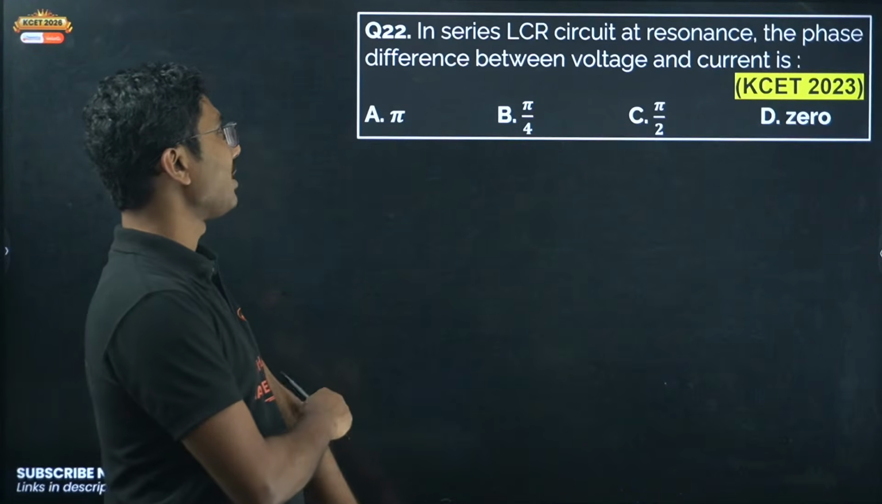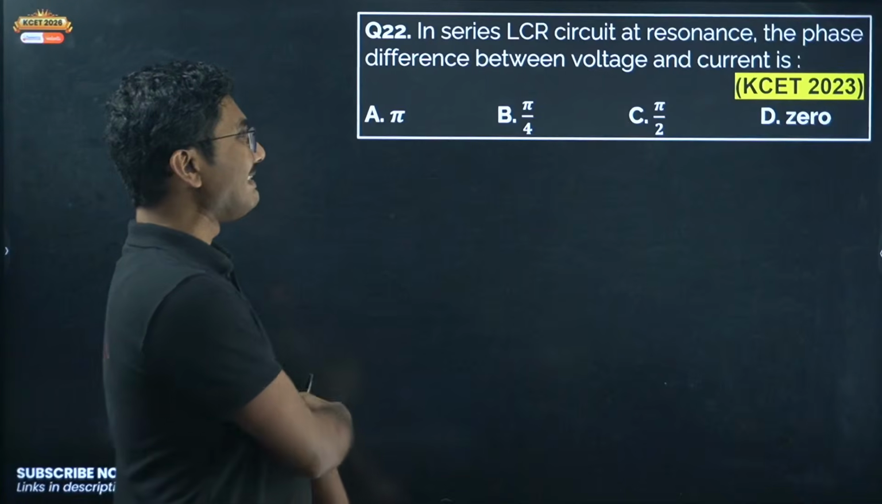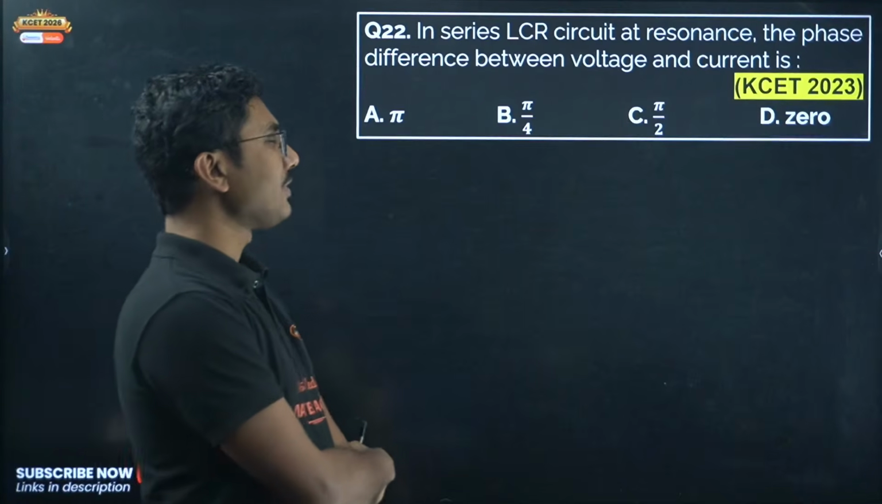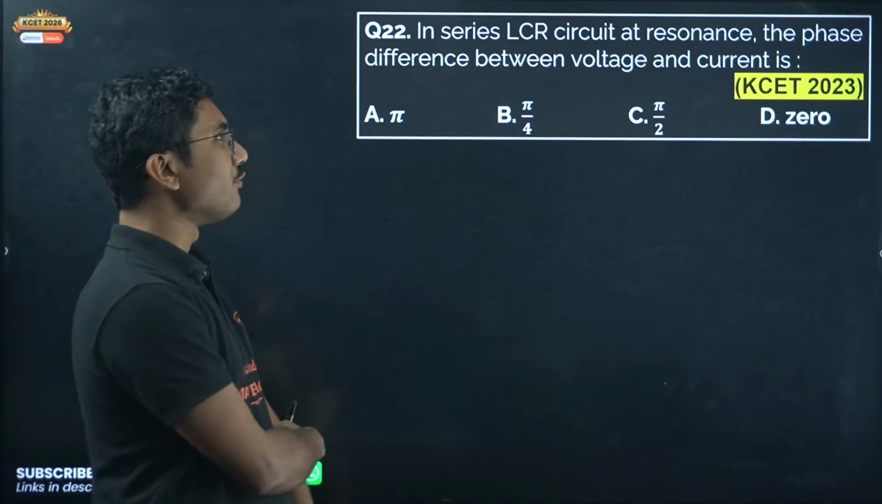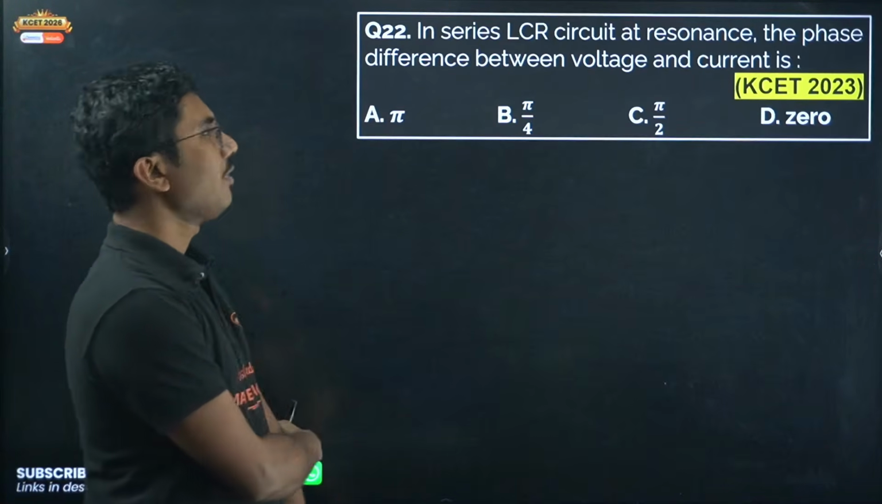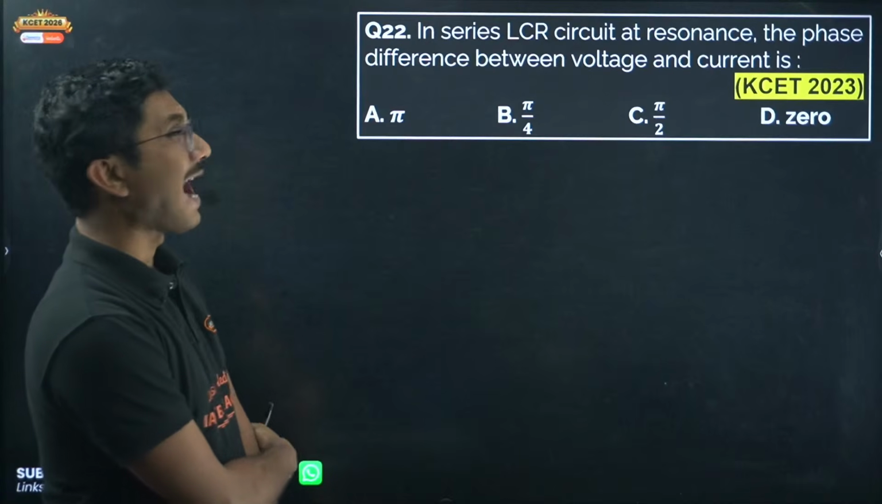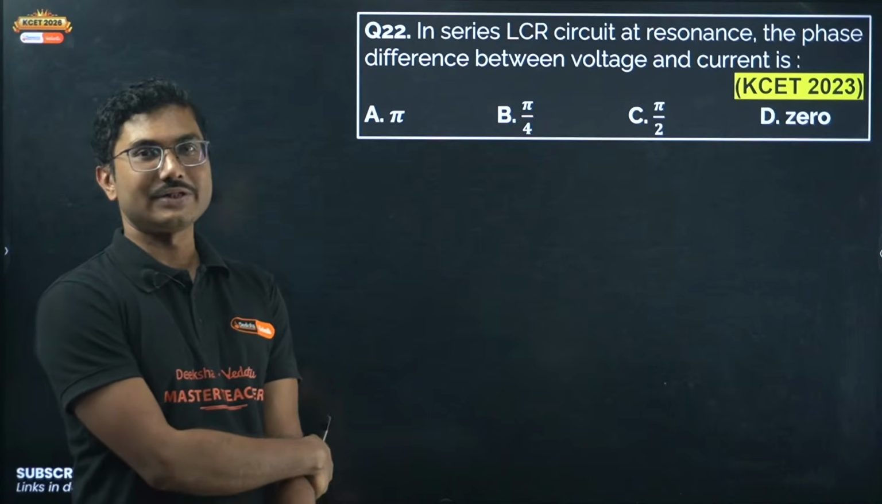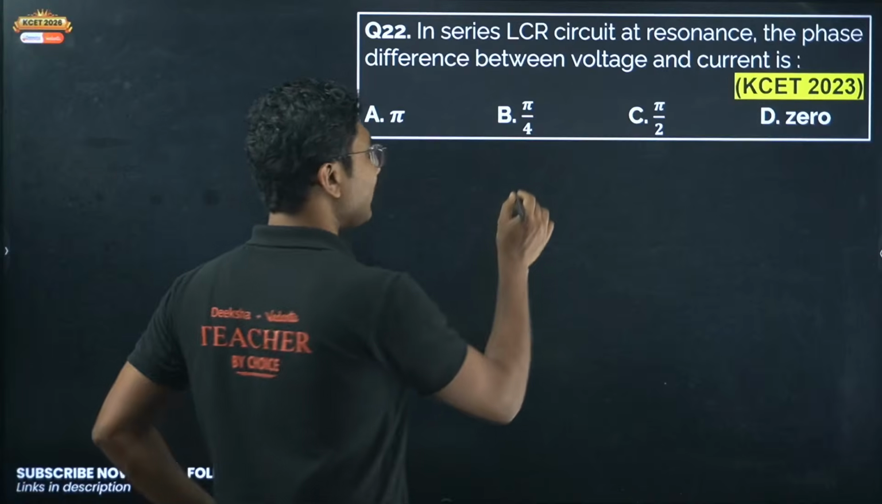Now question number 22. In a series LCR circuit at resonance, the phase difference between voltage and current is pi by 4, pi by 2, or 0. At resonance, what is the phase difference?